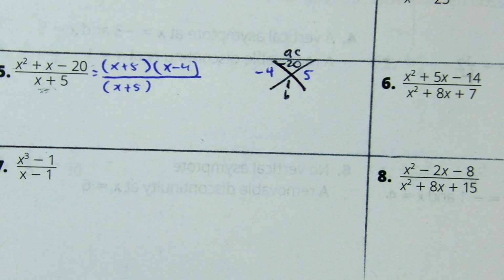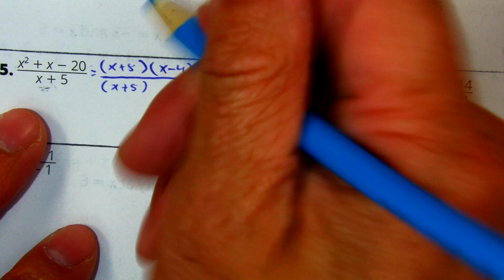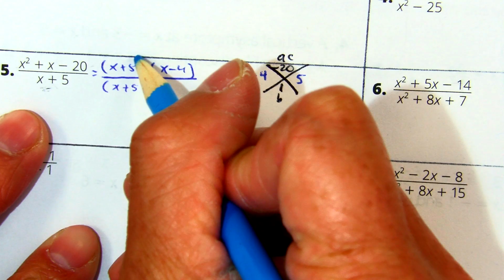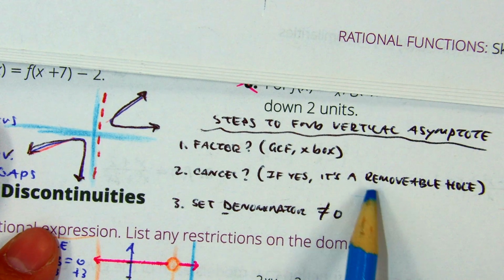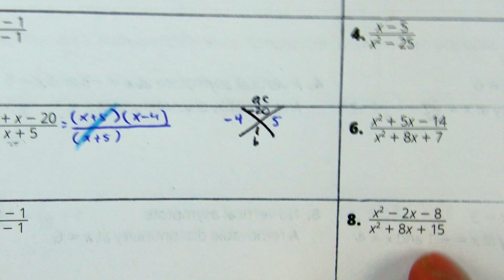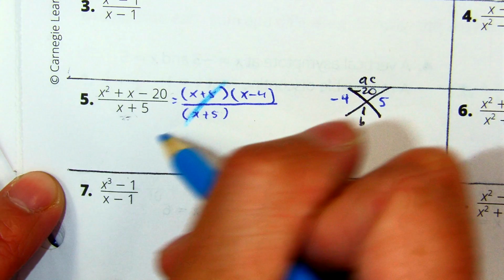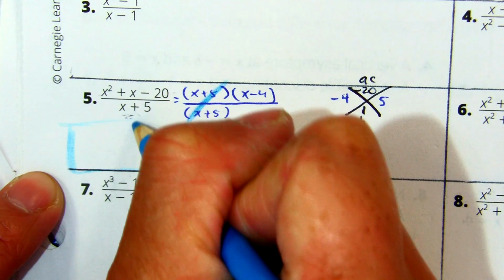The second question I need to do is, can I cancel anything? Class, do you see anything that's the same on both the top and the bottom? Yes. Okay. We're going to cancel this. But in our notes, we wrote that if you cancel it, then it's a removable hole. So I'm going to make, hopefully I'm color coding it so you can see this. This is called our removable hole.